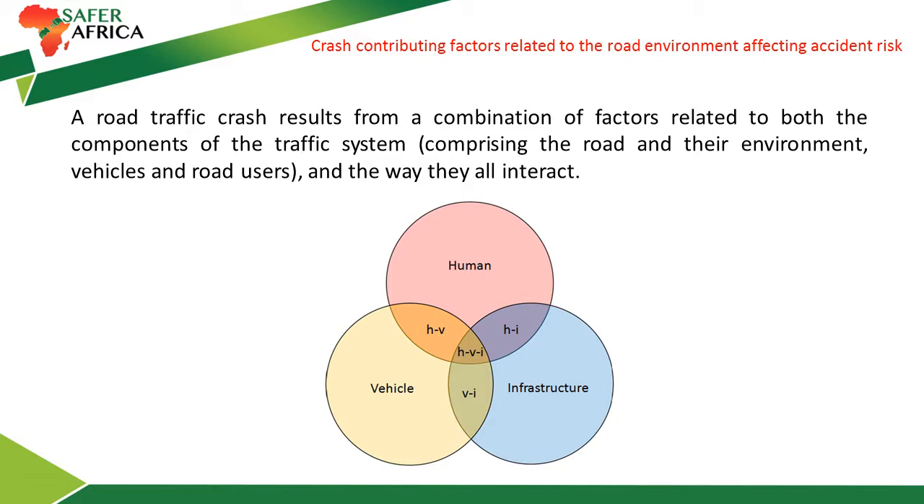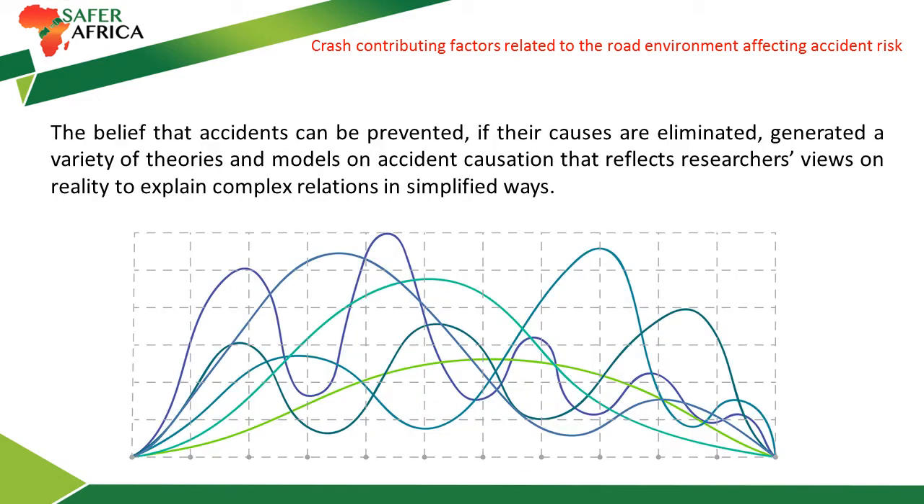A road traffic crash results from the combination of factors related to both the components of the traffic system, comprising the road and its environment, vehicles and road users, and the way they interact. The weight of these components varies according to the specificity of the analyzed region. Identifying the risk factors that contribute to road traffic crashes is important to select effective interventions that can reduce the risks associated with those factors.